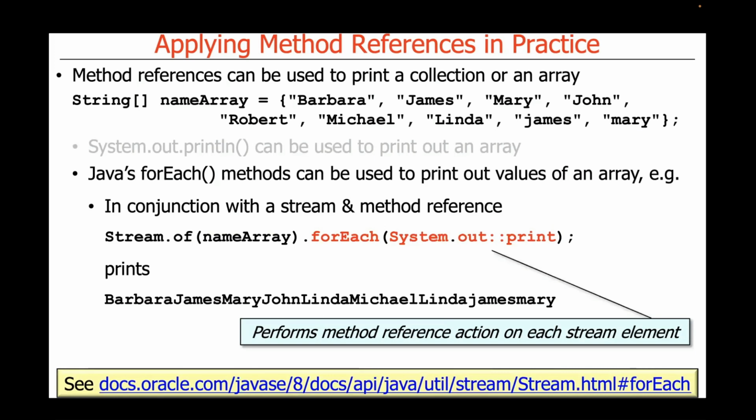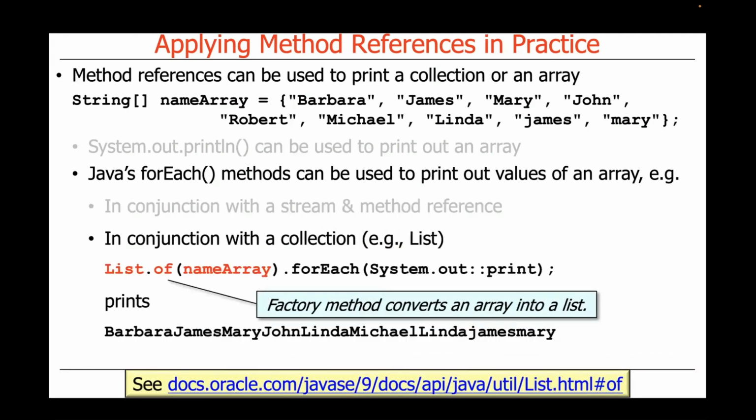So we say System.out::print, and that passes the print method to forEach for each of the elements, and it prints out what you see down below. So it performs an action on each of the elements in the stream. So that's one way to do it.